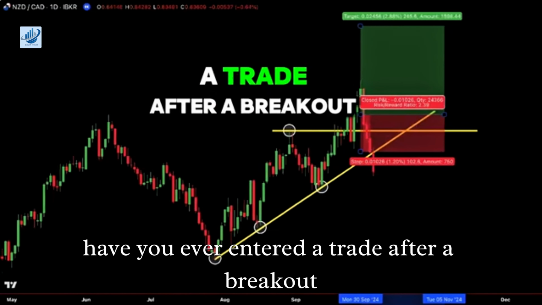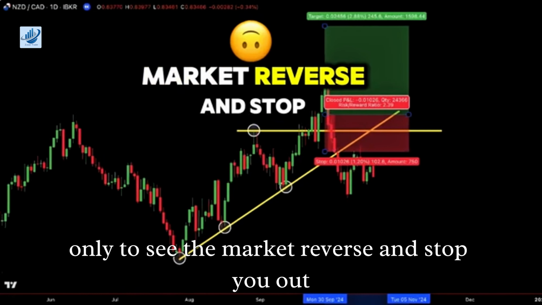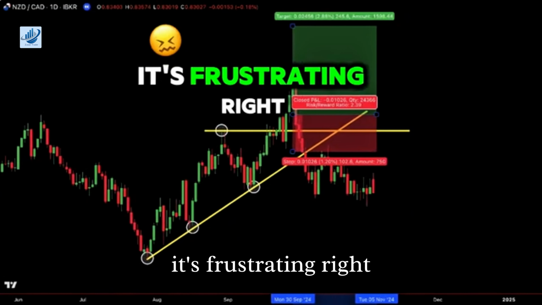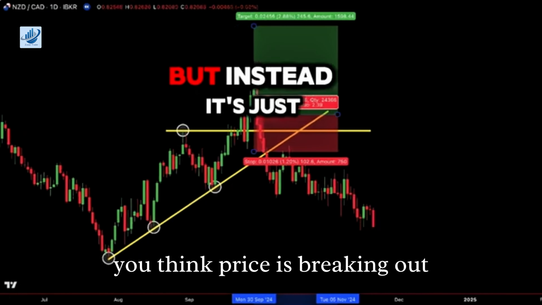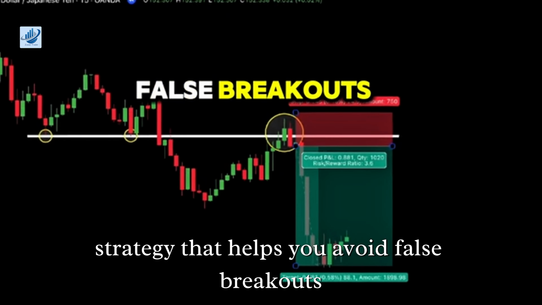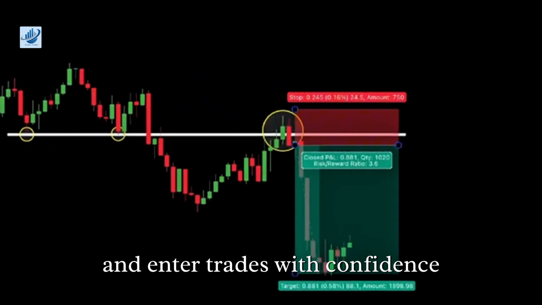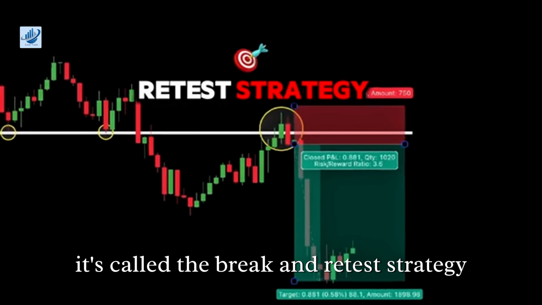Have you ever entered a trade after a breakout only to see the market reverse and stop you out? It's frustrating, right? You think price is breaking out, but instead it's just a trap. The good news? There's a simple yet powerful strategy that helps you avoid false breakouts and enter trades with confidence. It's called the Break and Retest Strategy.